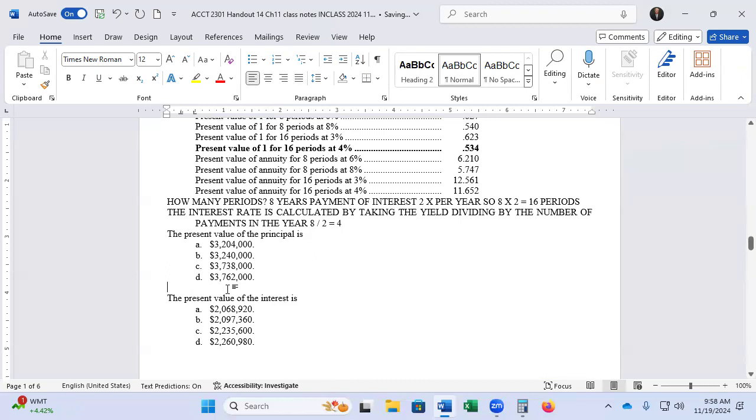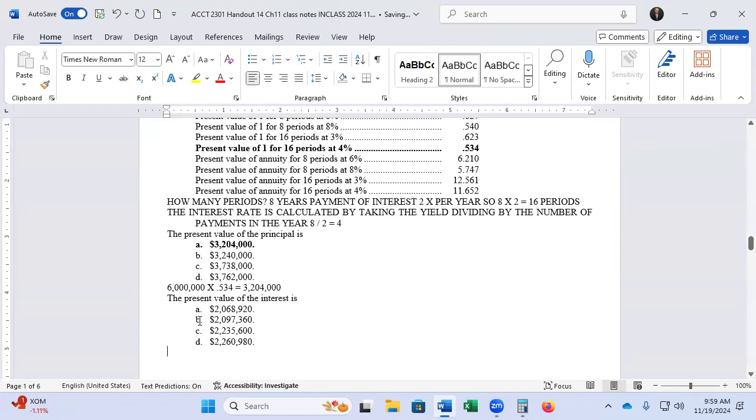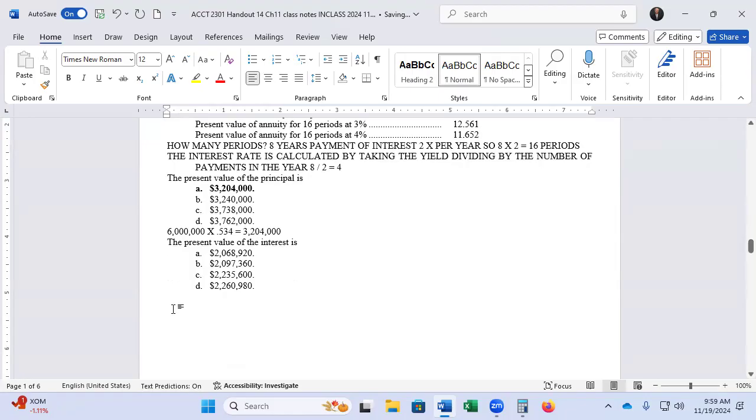So the present value of this would be 6 million multiplied by 0.534, and that comes out to be 3,204,000. Okay. Any questions there? All right, let's look at number 2.